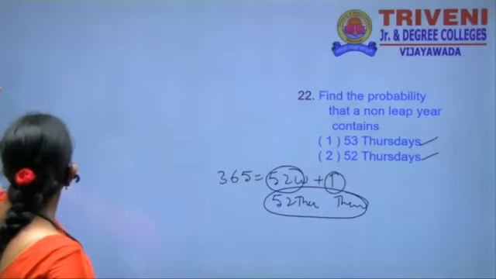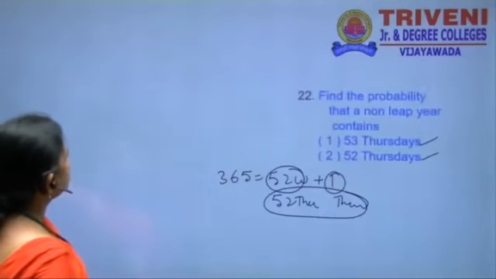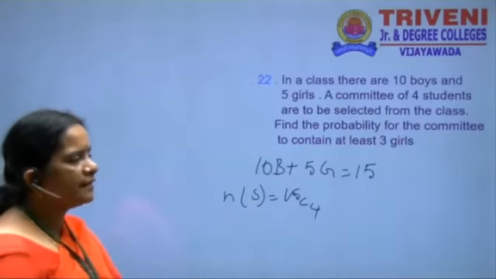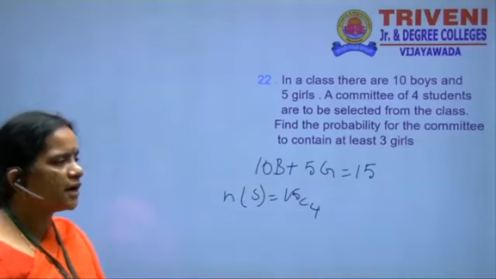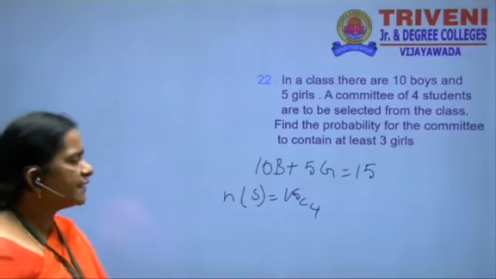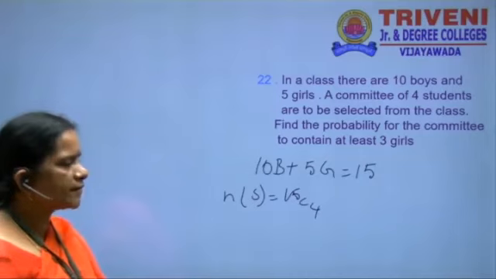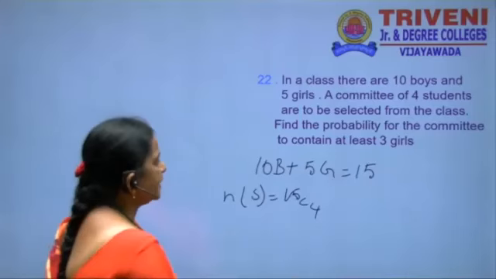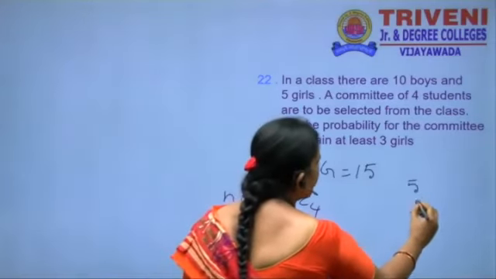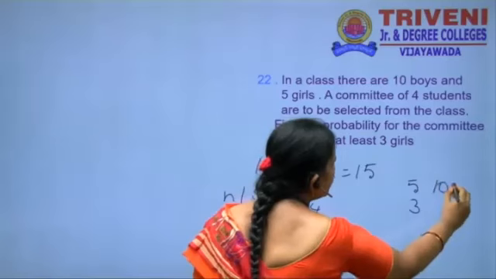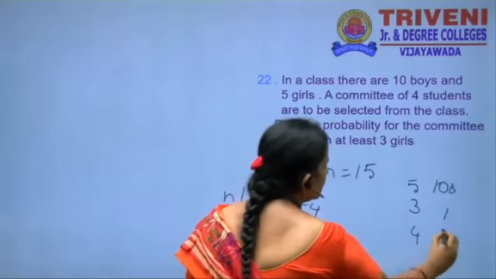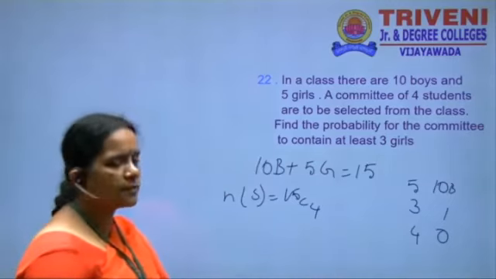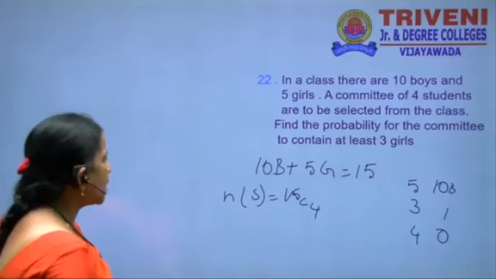And then here also, 10 boys and 5 girls, a committee of 4 students is to be selected from the class. Find the probability of taking at least 3 girls. We have to take 3 girls means out of 5 girls we have to take 3, and then out of 10 boys we have to take 1 boy. Here 4, here 0. This type of problem is also done using the addition of probability.